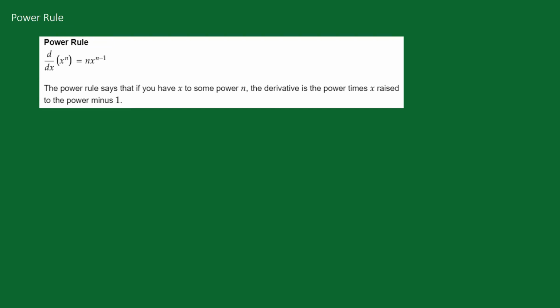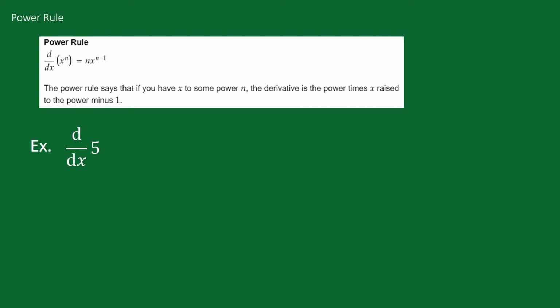Okay, so the next rule that we're going to talk about is the power rule. The power rule says that if you have x to some power n, then the derivative is the power times x raised to the power minus 1. So, for example, let's say that we were taking the derivative of 5. You might be confused as to how to use the power rule since it doesn't have an x raised to a power. However, it actually does. 5 has an x to the 0 next to it.